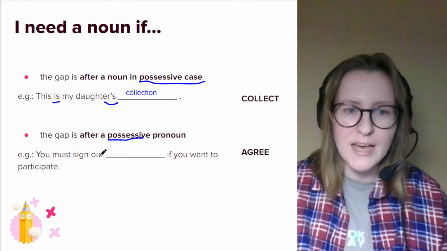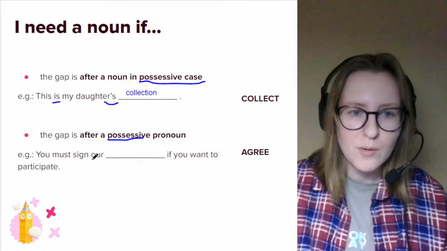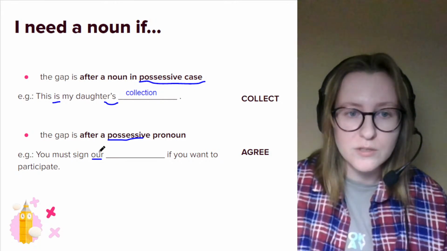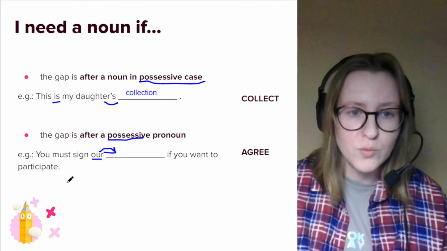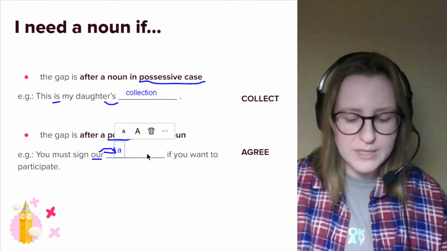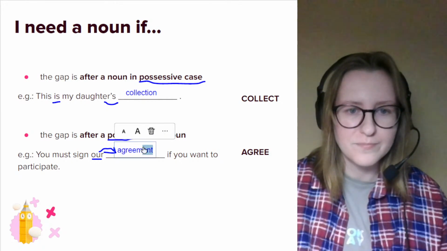Okay, another example. You must sign our if you want to participate. Our is a possessive pronoun, right, which always describes a noun. So we need a noun from agree, which is agreement. All right, we got it.